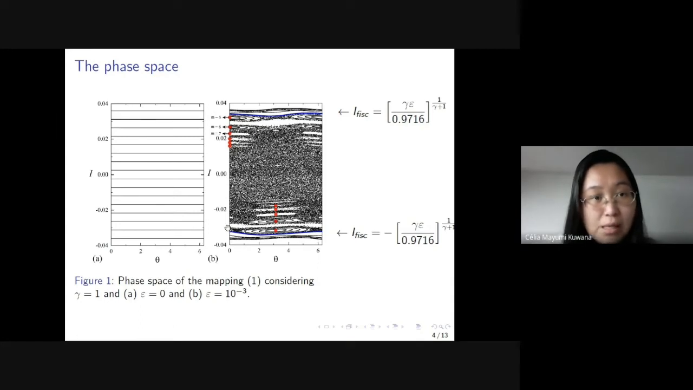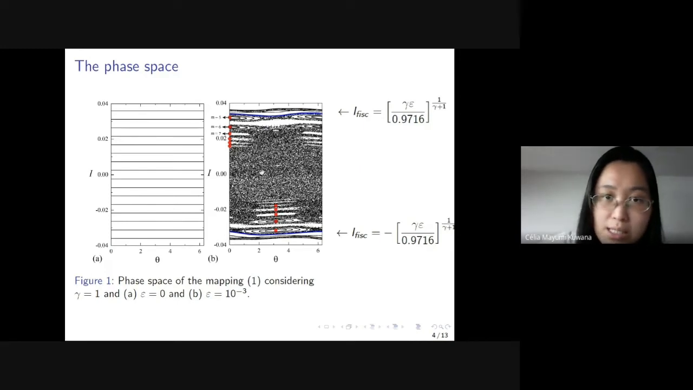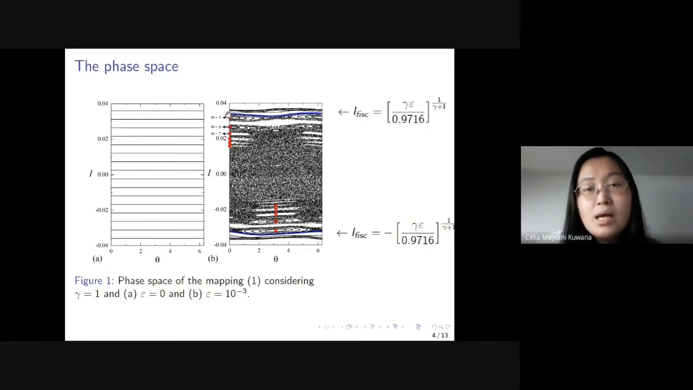Here we have the phase space of this mapping considering gamma 1 and two values of the parameter epsilon. When epsilon is 0, we have just regular orbits in the phase space, and when it's different from 0, we have the coexistence between chaotic sea, periodic islands, and invariant curves.